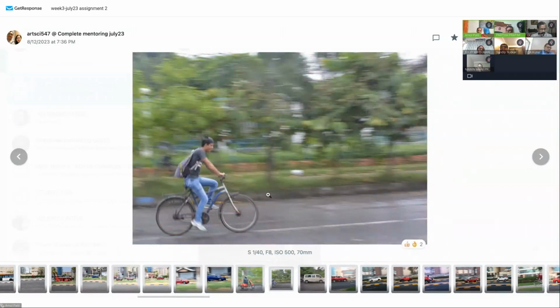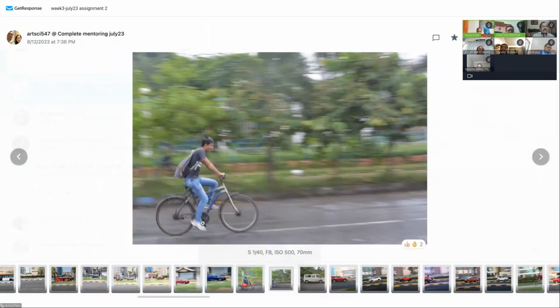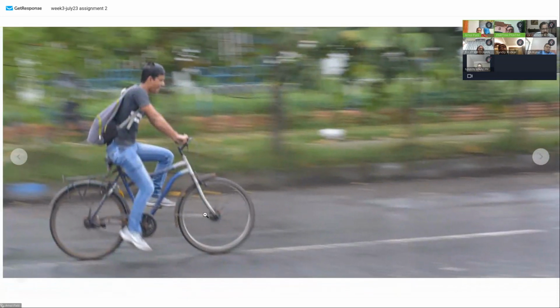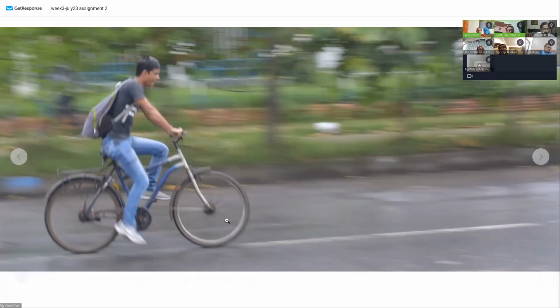Again here, the subject is different. It's a slow moving vehicle now, a cycle. But similar effect: rule of thirds, and the greens. Only thing is, it could have been a little sharper. Yes, sir, this could have been a little sharper, because if it is tack sharp, you will get to see the wheels and the spokes of the wheels in a beautiful motion.